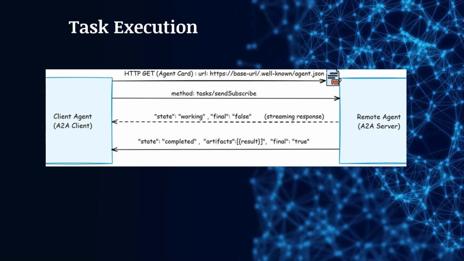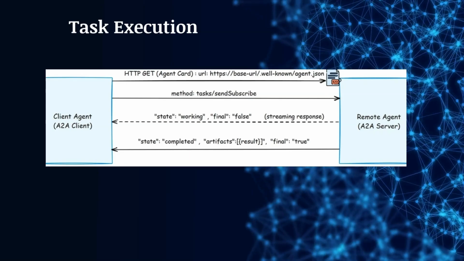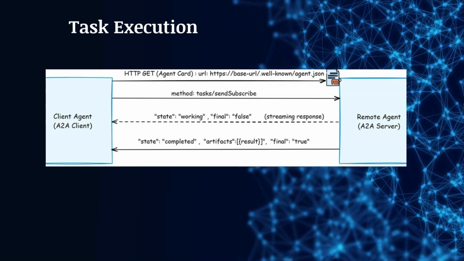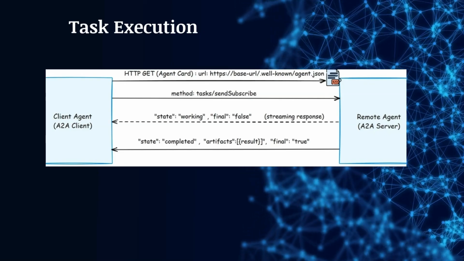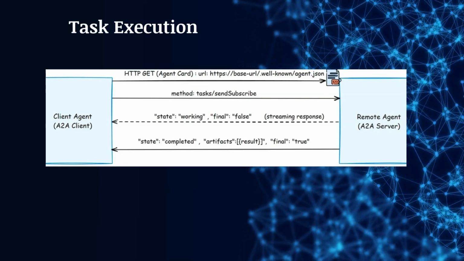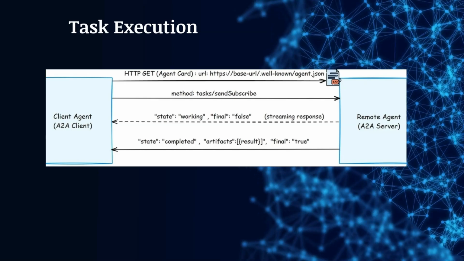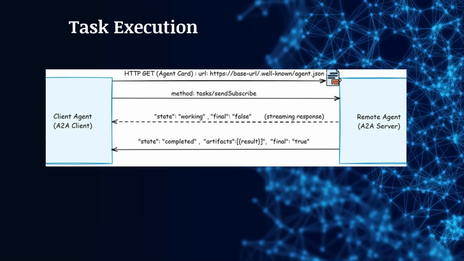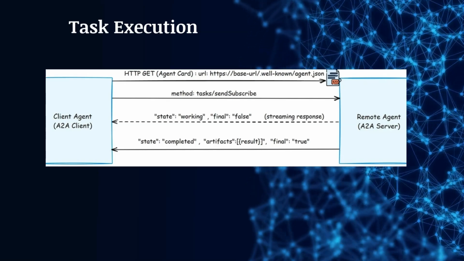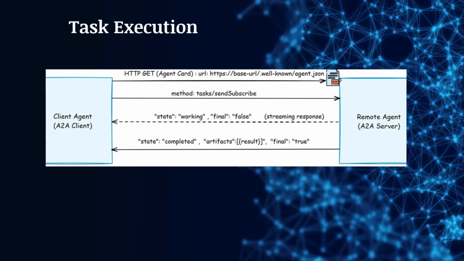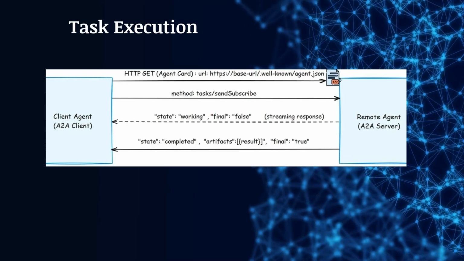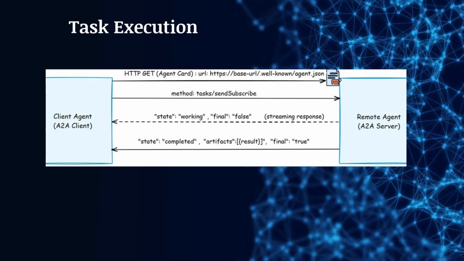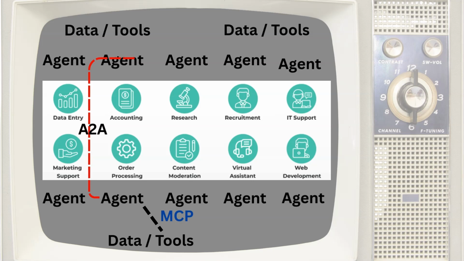If it's a streaming type of task, that means a long running task, then the state is working and final equals false. If it's a simple task which finishes immediately, then the state would be completed, the artifacts are stored in the result, and final equals true. And in the case of a streaming task, the state will change to completed and final equals true once the streaming or long running task is completed.